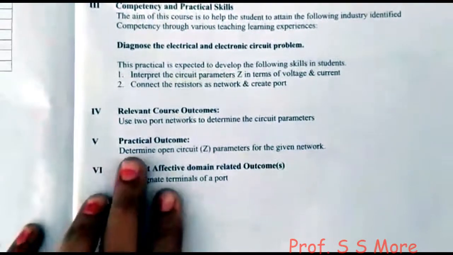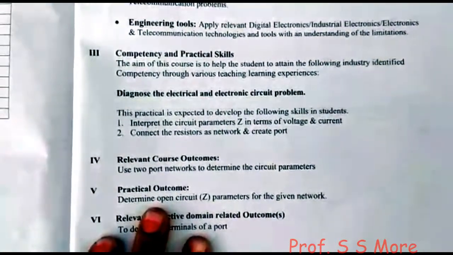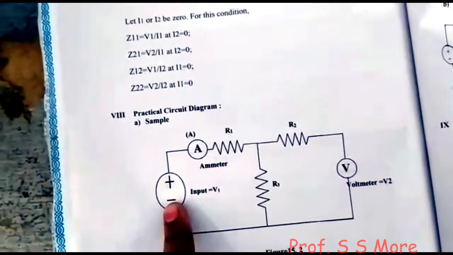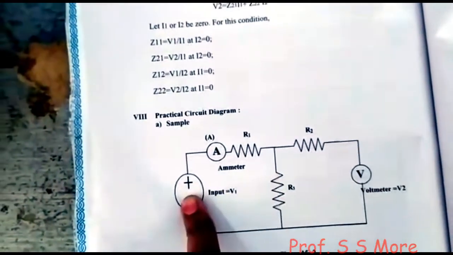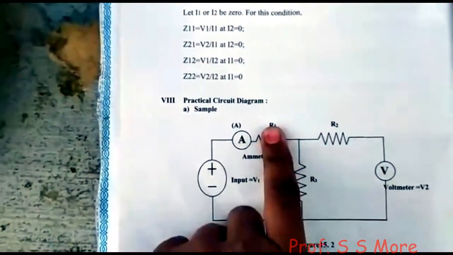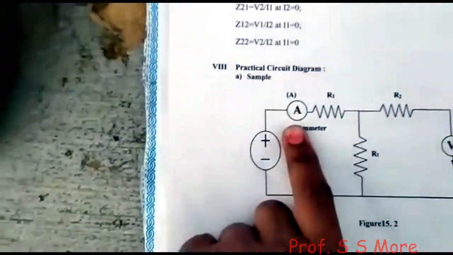Let us see the practical outcomes. Determine the open circuit, that is Z parameters, for the given circuit. Let us see the practical circuit diagram. Here you can connect the input voltages. Input voltage V1, and these are the resistors R1, R2 and R3. Here you can connect the ammeter.